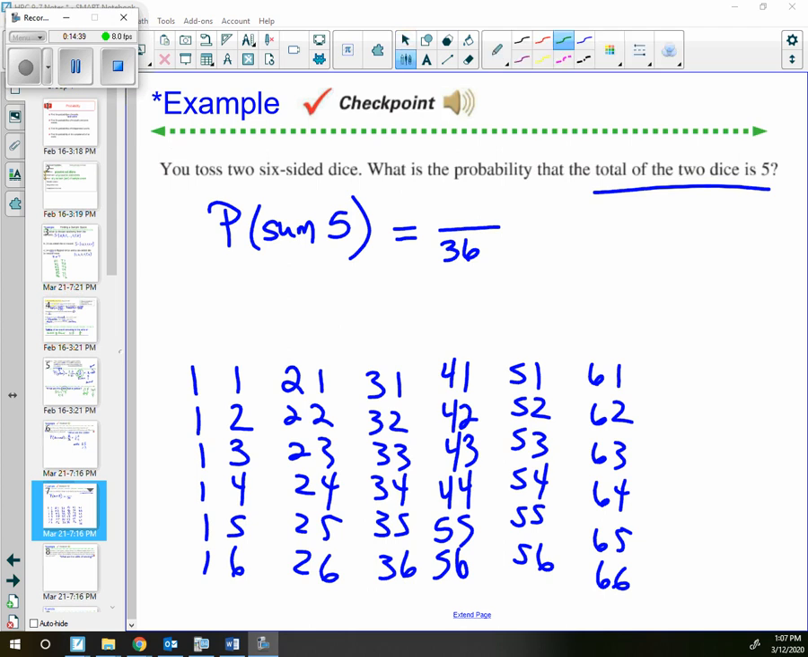So how would you get a 5? Well, you get it with a 2 and a 3. You'd also get it with a 1 and a 4. But we'd also get it with a 4 and a 1, and you'd also get it with a 3 and a 2. And those are the only ones.